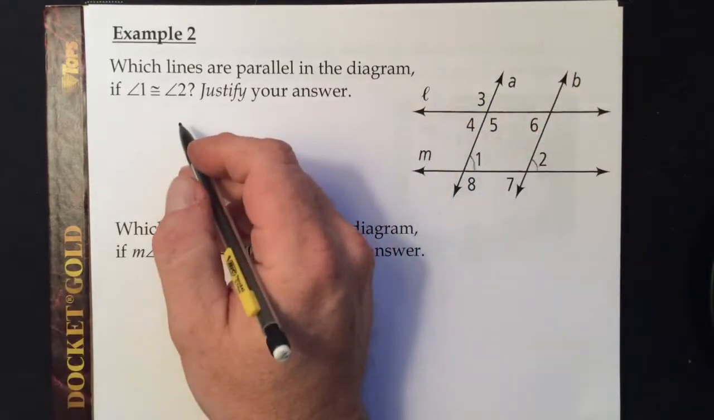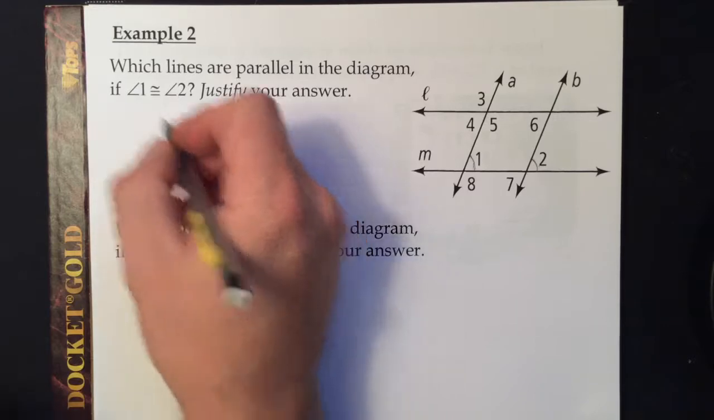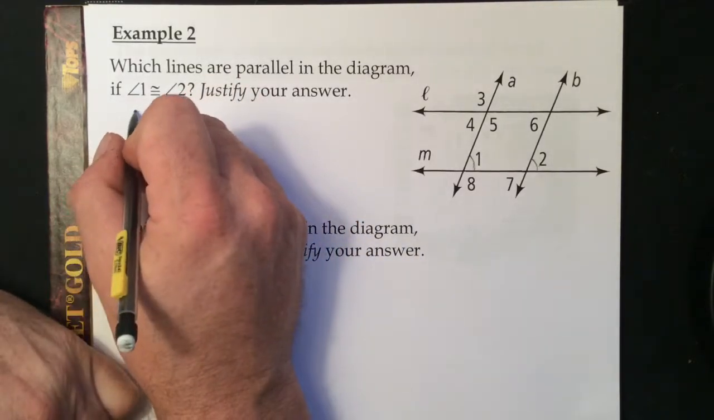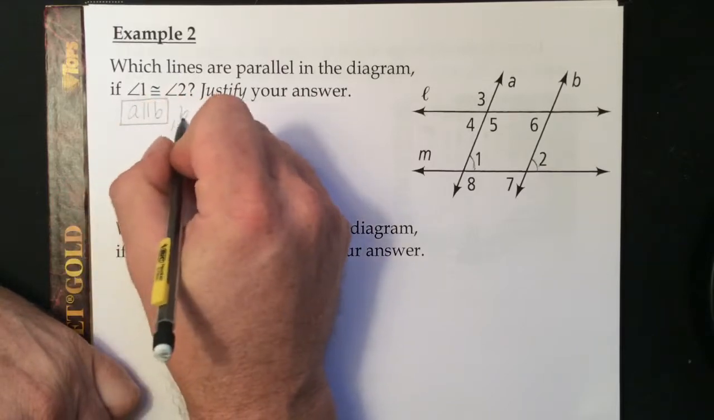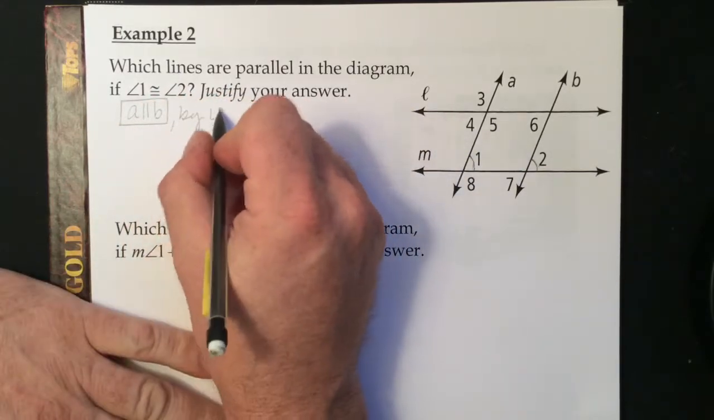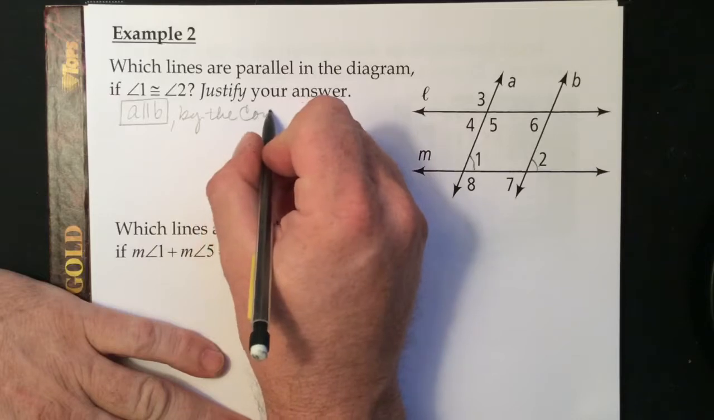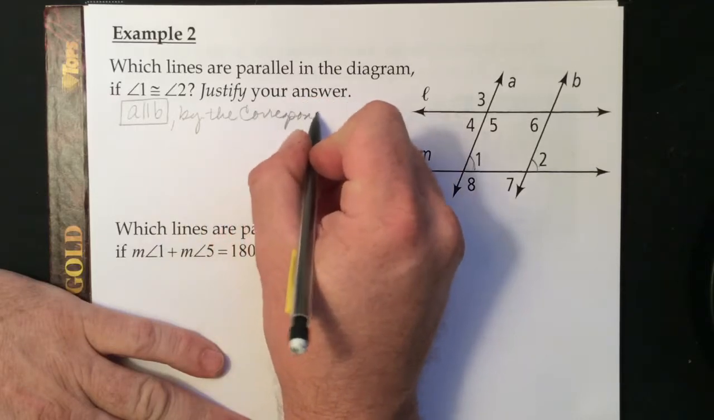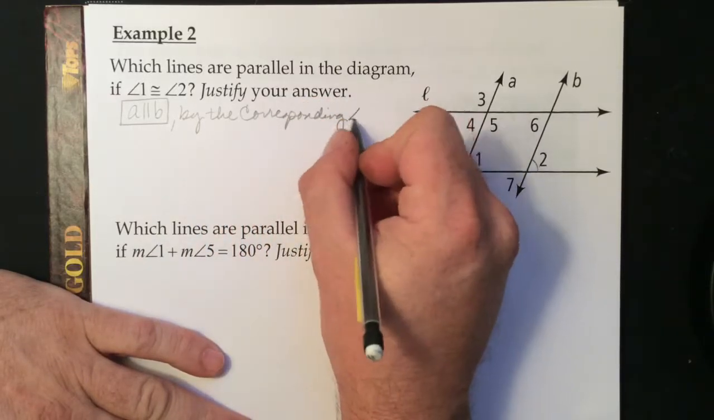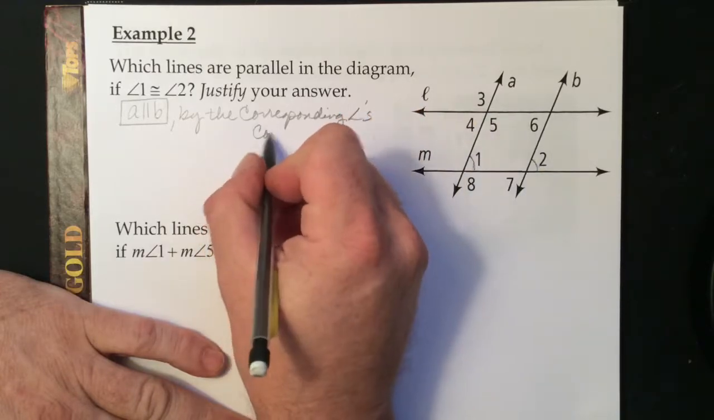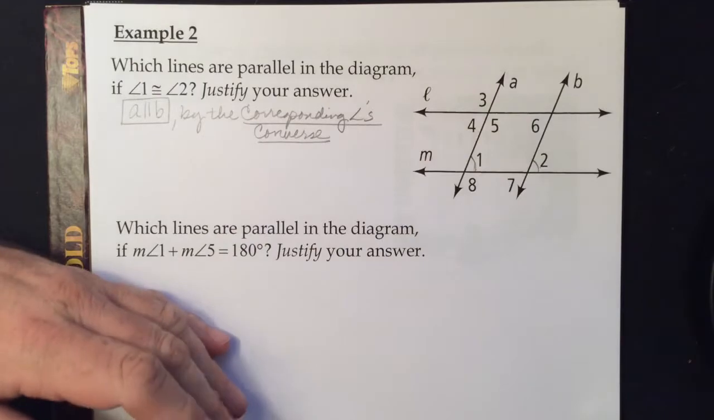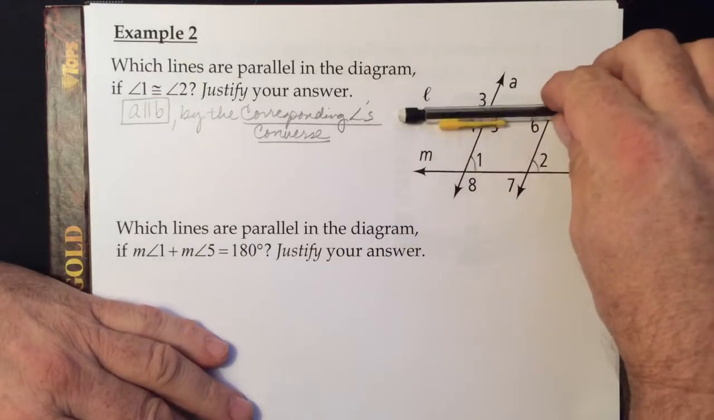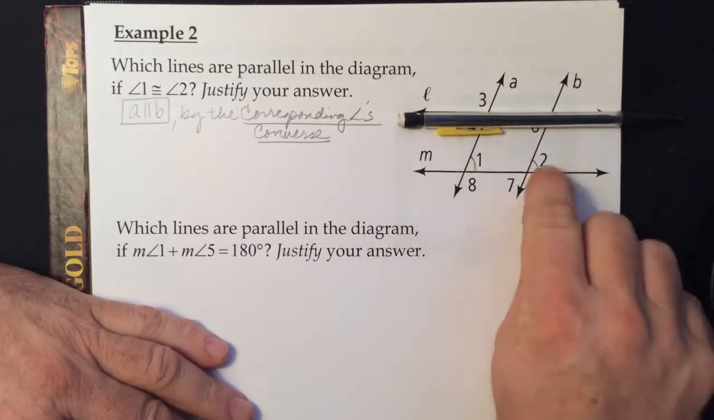So we can say that line A is parallel to B, by, to justify our answer, the corresponding angles converse. Now they didn't ask for this, but the transversal that was being used here was line M.